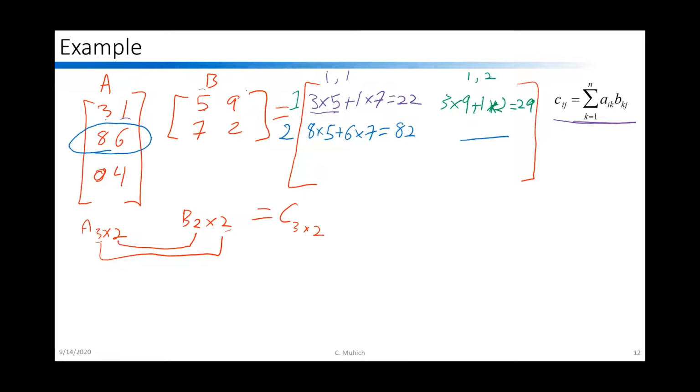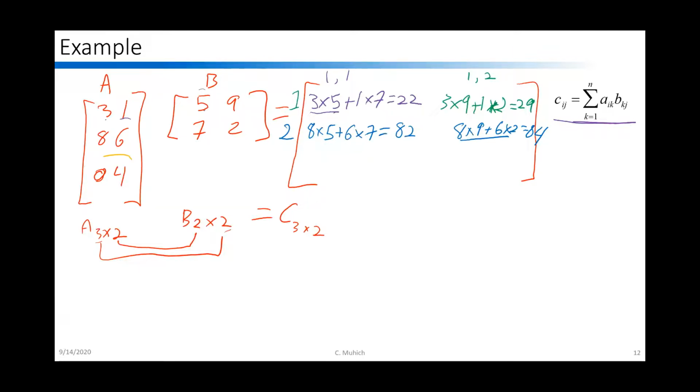And then for that second column, I'm now going to take the second column in B. So we have 8 times 9 plus 6 times 2. And that is 84. Right? And then I can do this for the last row.